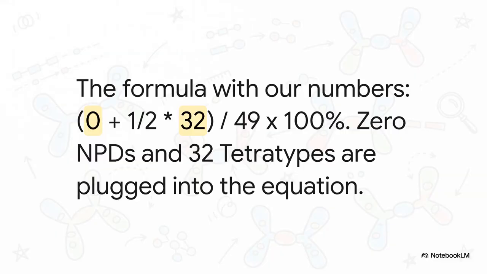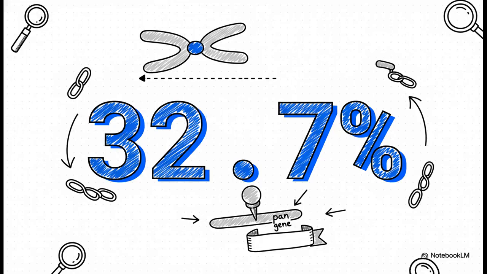So now we just plug those numbers right into our formula. We've got 0 for NPD, plus 1/2 of our 32 tetratypes, all divided by the grand total of 49. Then we multiply by 100 to get our percentage. And the answer is 32.7%. So what does that number actually mean?